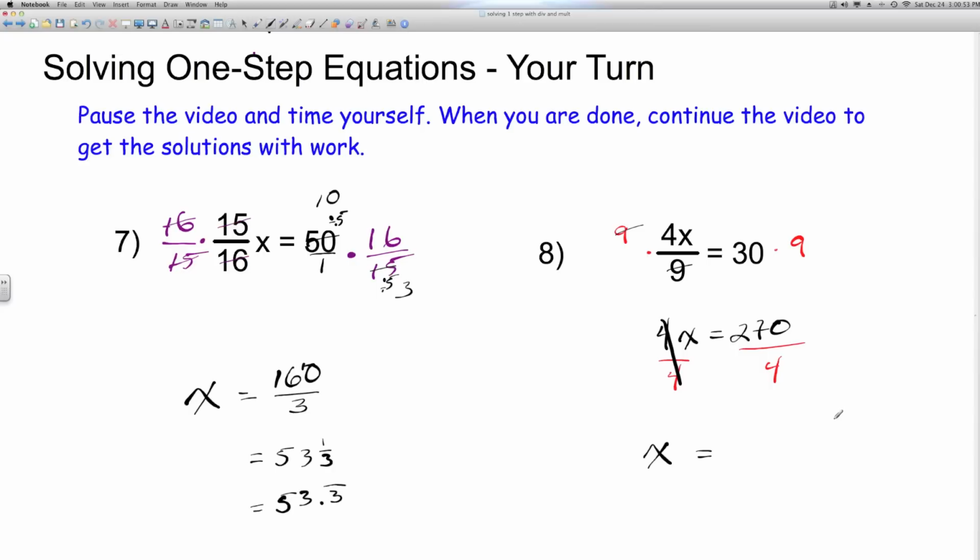Well, we could reduce that fraction by a factor of 2. 4 divided by 2 is 2, and 270 divided by 2 is 135. So that could be our one answer, 135 over 2, or changing that to a mixed number. 2 goes into 13 6 times, with 1 left over. 2 goes into 15 7 times, with 1 left over, so that'd be 67 and 1/2, or 67.5.